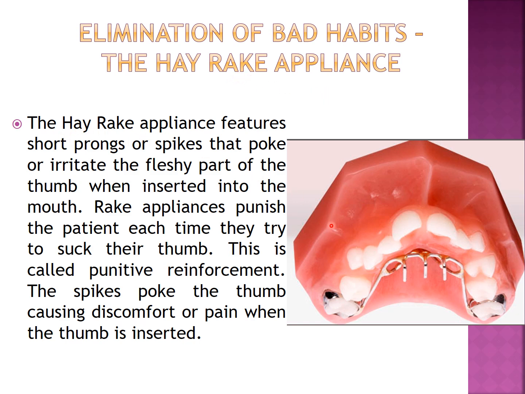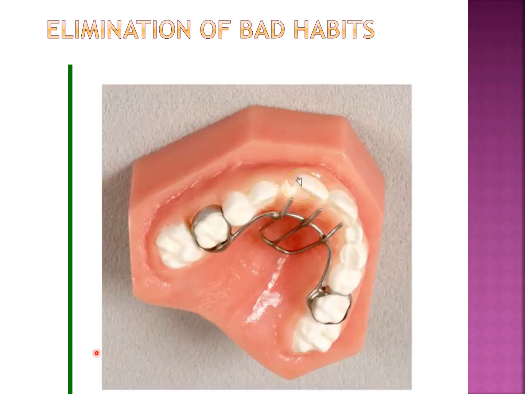The hay rake appliance features short prongs or spikes that poke or irritate the fleshy part of the thumb when inserted into the mouth. Rake appliances punish the patient each time they try to suck their thumb. This is called punitive reinforcement. The spikes poke the thumb, causing discomfort or pain where the thumb is inserted.